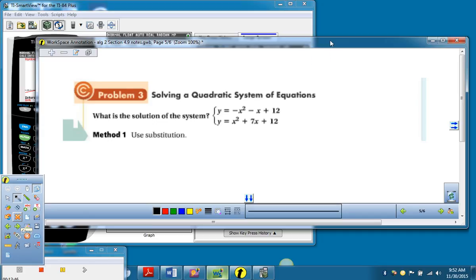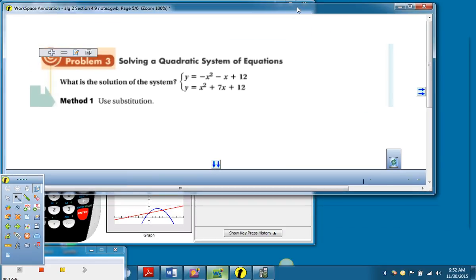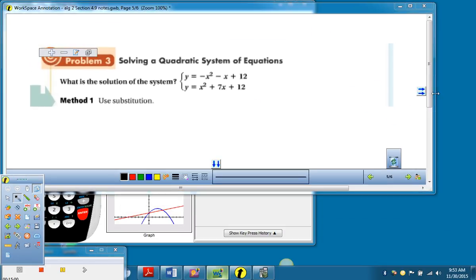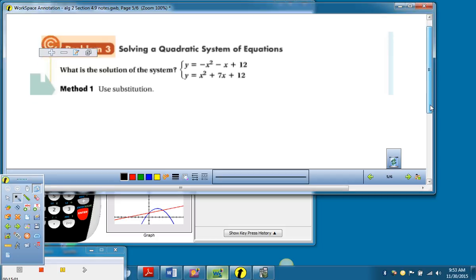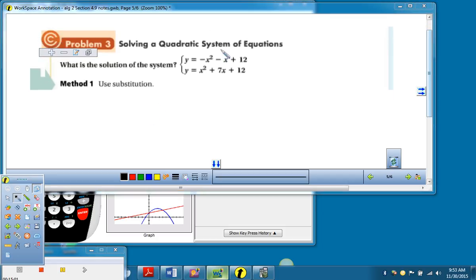Okay, so, using substitution, you're doing this one at your desk. It looks like it will be a more challenging problem, but it works out very nicely. So at your desk, we have y equals negative x squared minus x plus 12, and y equals x squared plus 7x plus 12. You're using substitution. So solve that now, please.